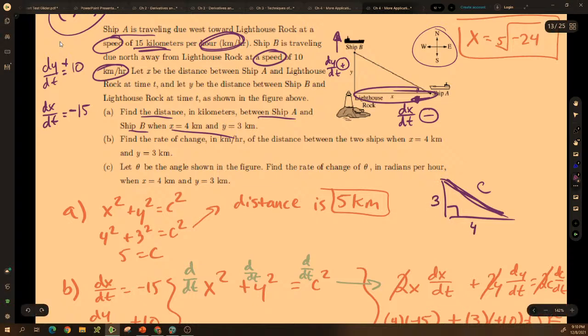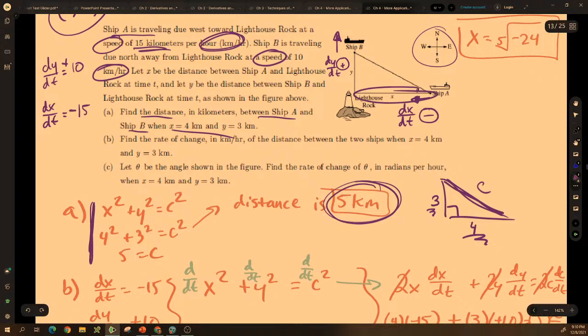You actually don't need to show any work on this. If you literally just said 5 kilometers with no work, you would get full credit, because the AP graders know that you can memorize the common triangles, right? The 3, 4, 5 triangle, the 5, 12, 13 triangle, the 7, 24, 25 triangle. So if I see 3 and 4 as my two legs, we can just say the distance is 5. Now, if you wanted to show a squared plus b squared equals c squared, you totally could.